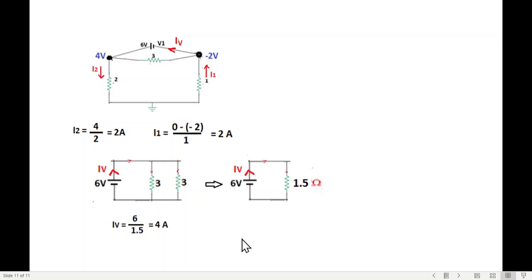So I hope you have learned something from here, and it is up to you which technique you adopt.